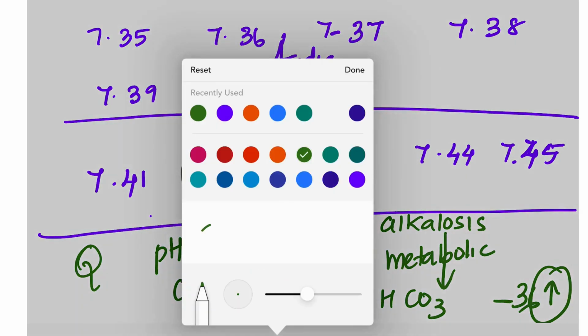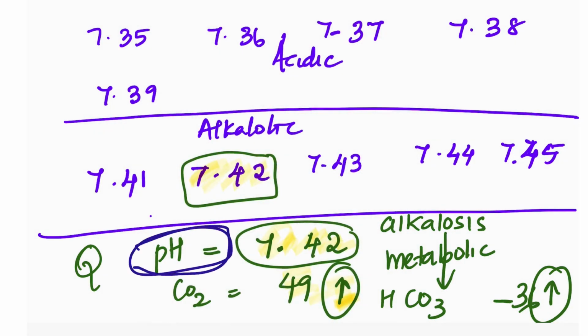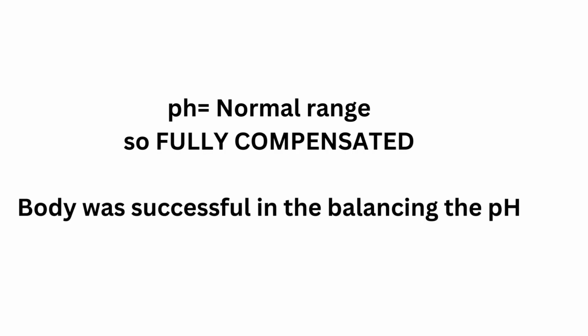Now we have to look at the pH. pH is 7.42. Is it in the normal range? Yes, it is in the normal range. This means the body was successful in achieving the normal pH. So it is a fully compensated case.